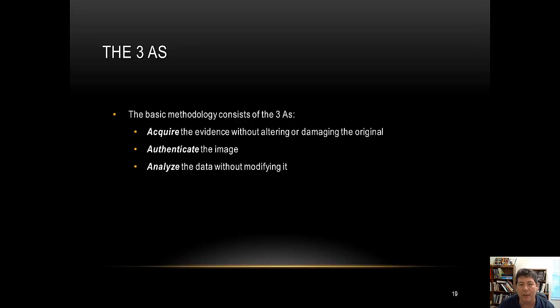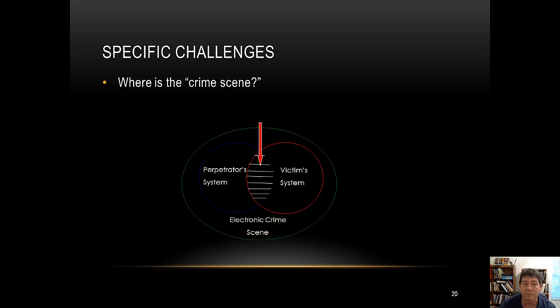So here are the 3 A's of digital forensics. Acquire the evidence without altering or damaging the original. Okay, and remember the first slide or two we even talked about. That's the very first step in any kind of investigation. Authenticate the image. So if you authenticate the image, what you're doing is you're providing evidence that the image is identical to the original image. Analyzing the data without modifying it. Okay, so these are the 3 A's of digital forensics investigations.